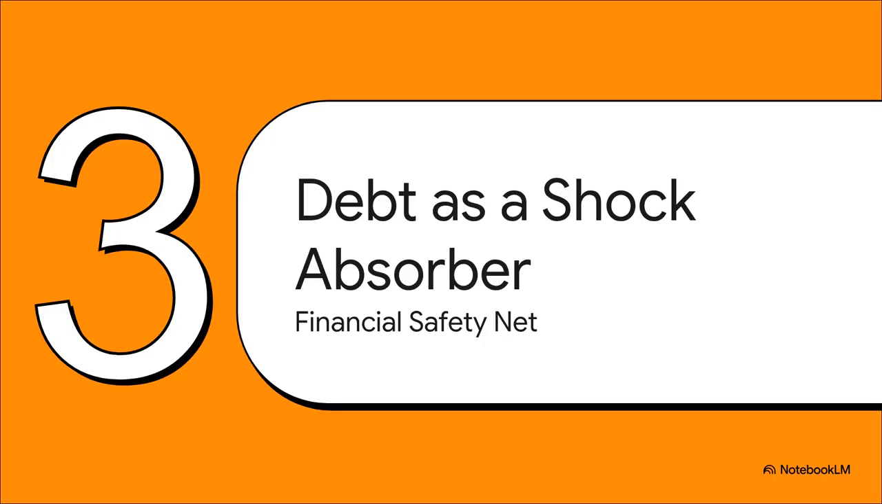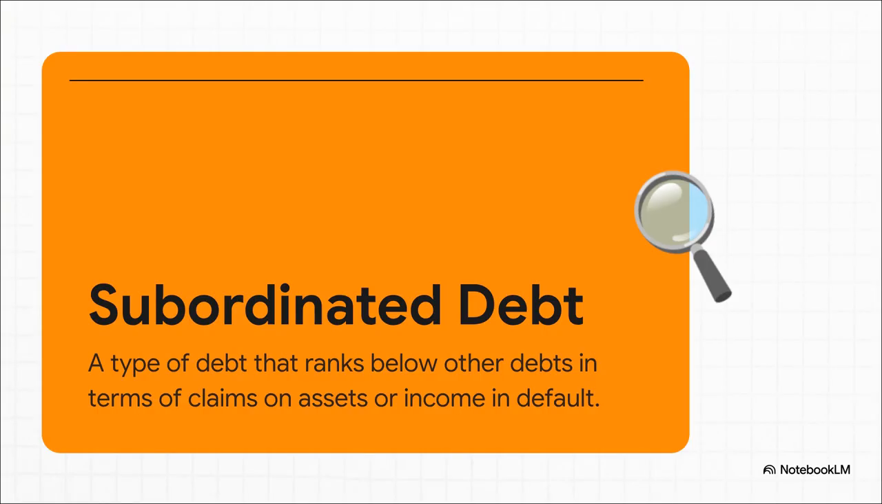But how do you build a system that's strong enough to take a punch when something totally unexpected happens? Well, that brings us to our second tool, the financial safety net. This is where something called subordinated debt comes into play. The key word here is subordinated, which basically just means it's lower down in the pecking order. If a company gets into big financial trouble, this type of debt is specifically designed to get paid back after other more important debts are taken care of.